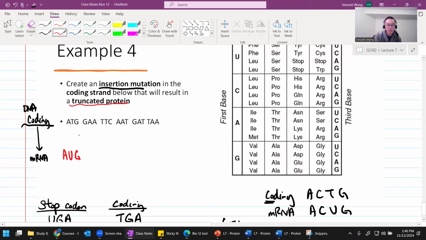C. Again, this is the coding strand. We do not flip them. We do not do base pairing. If it's coding, we just copy directly. Okay, so GAA will still be G, A, A. Carry on. T C.